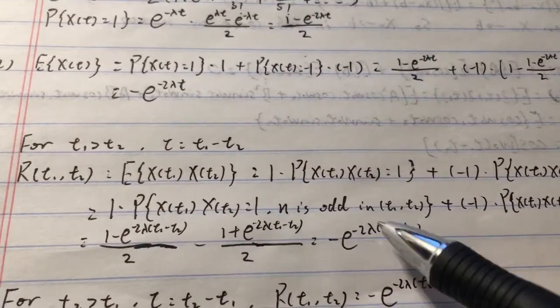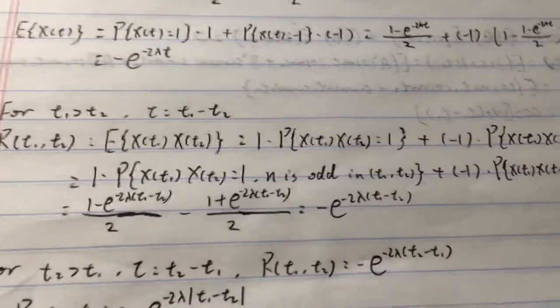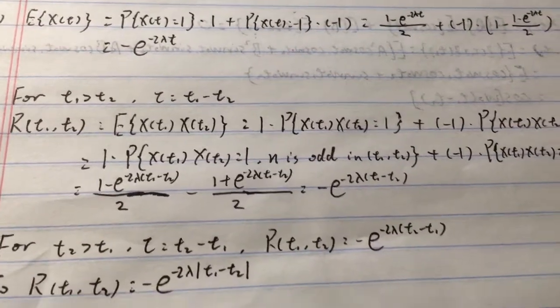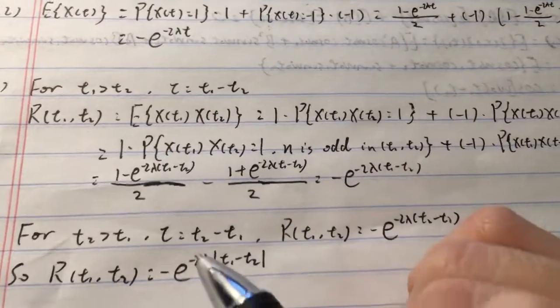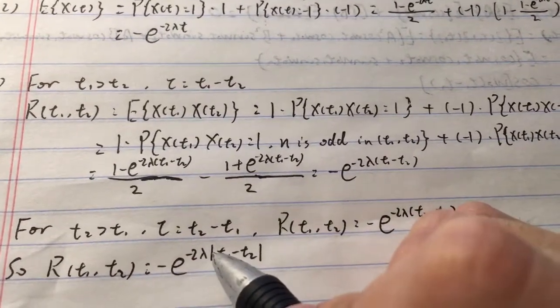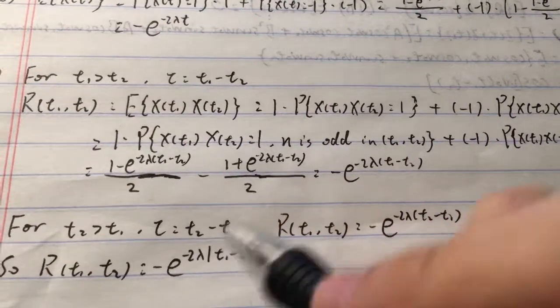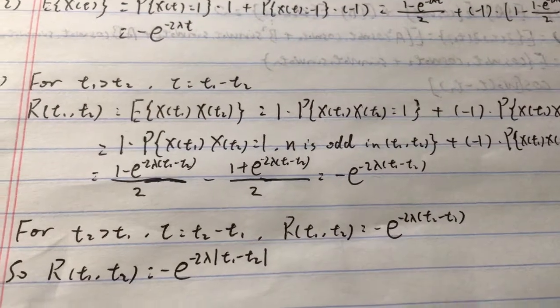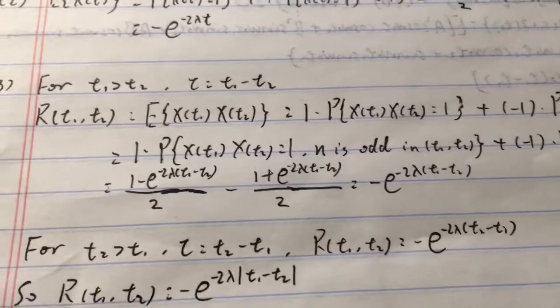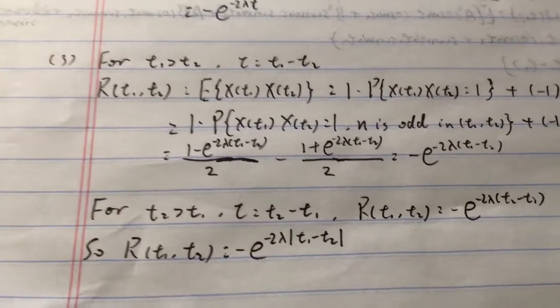It's for t1 more than t2. For t2 more than t1, the result should be like this. So the final result should be this, a function of the absolute value of t1 minus t2. So this is the result of the third question.